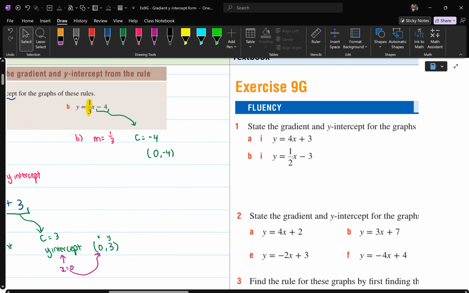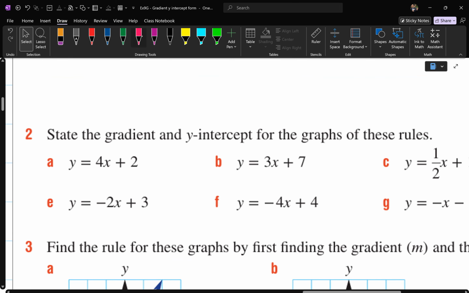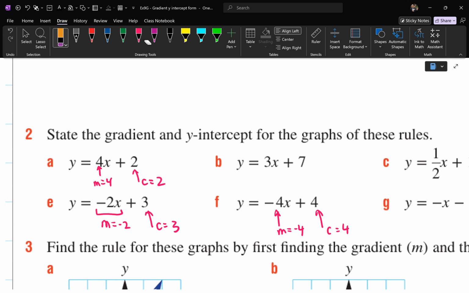Okay, let's try a couple more. Let's try these ones. They say state the gradient and y-intercept for each one. So this one, what is my gradient for this one? For this equation, hopefully you realize m is 4, y-intercept is 2. What about this one? m is -2, y-intercept is 3. Getting the pattern? If you have a look at this one now, what's my m? What's my c? m is clearly -4. c is equal to 4. Okay, so that's the first part of the exercise that you need to get familiar with. Hopefully you can then look at each one and you get to feel better.